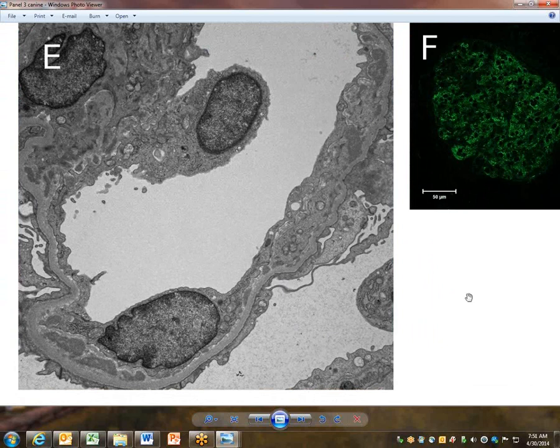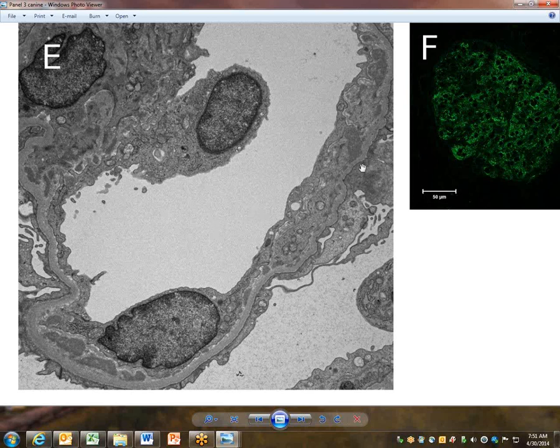Okay, so for the EM, obviously directly in the center is going to be the capillary lumen. And then on the periphery, you can see the GBM. Yep. And at that area right there. Okay. George, right. Is those electron dense, is that just part of the endothelium? Because it kind of seems like it's not really incorporated into the GBM.